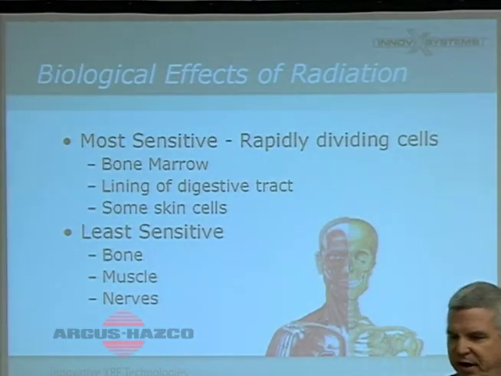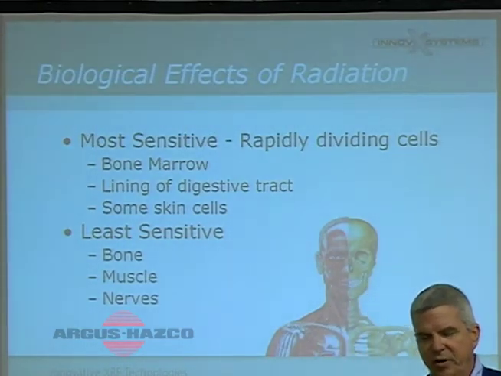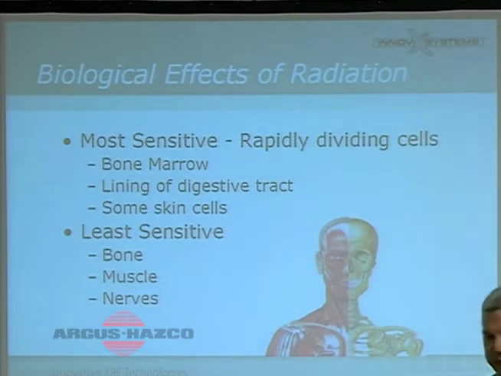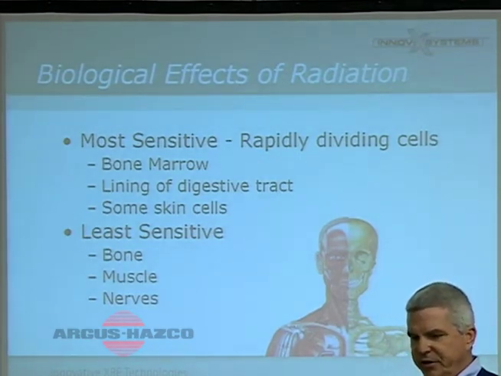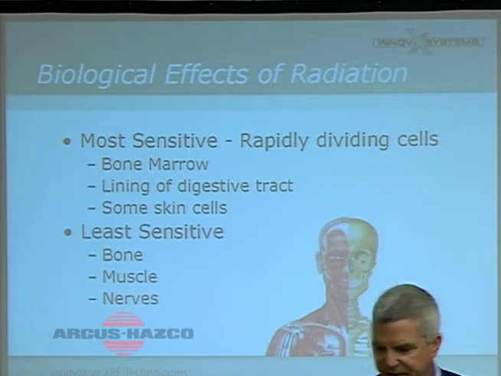Now this is showing the biological effects, so different parts of the body that are more and least sensitive to the radiation. So obviously things with rapidly dividing cells, softer tissue, and things like that are much more sensitive to radiation.